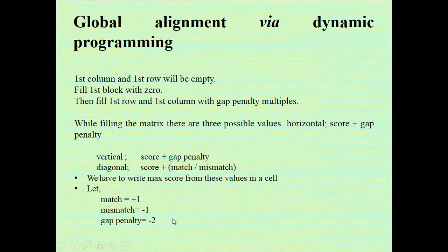So you have to memorize some concepts. First, we have to fill all the rows and columns. Second, we give 0 to the first block. Third, we fill the whole matrix with the help of the scoring. If there is a gap penalty, we move vertically or horizontally. However, if there is a match or mismatch, we move diagonally. And keep these scores in your mind: when we have a match, we write +1; when there is a mismatch, we write -1; and when there is a gap penalty, we add -2.